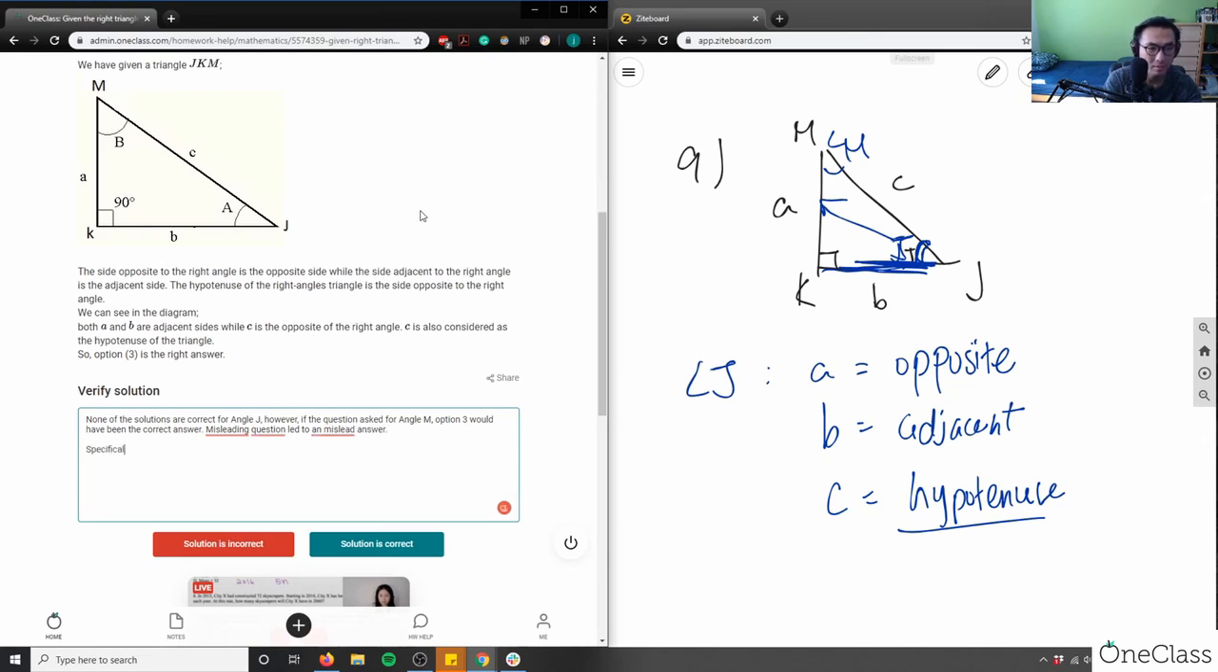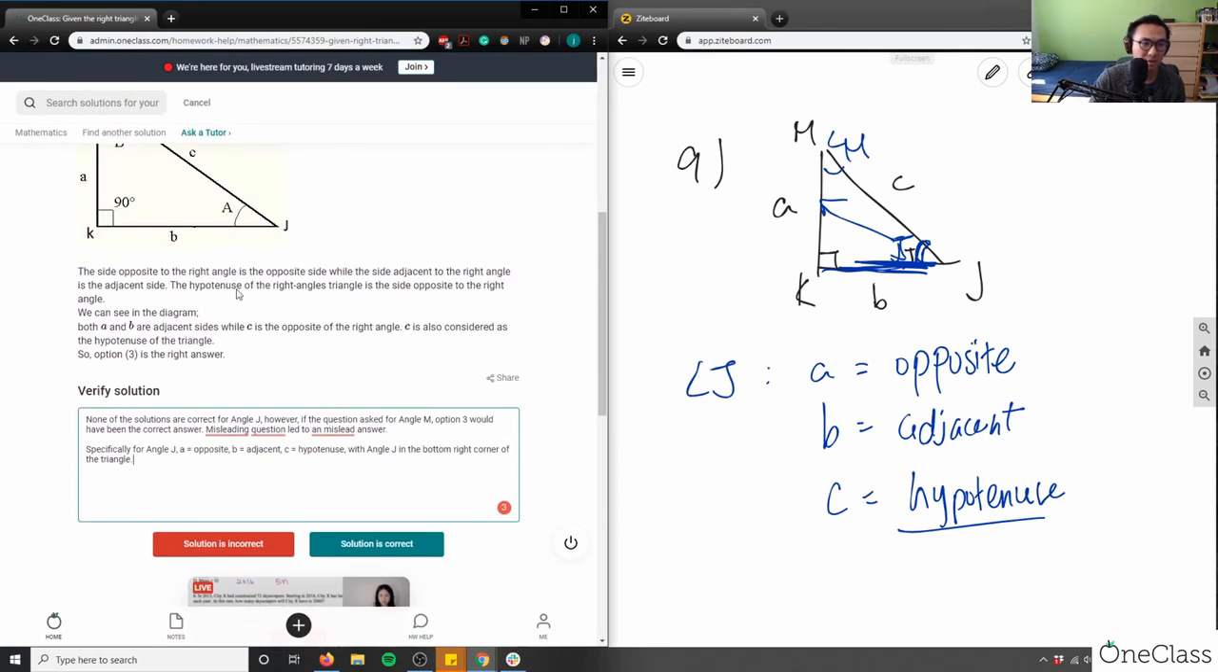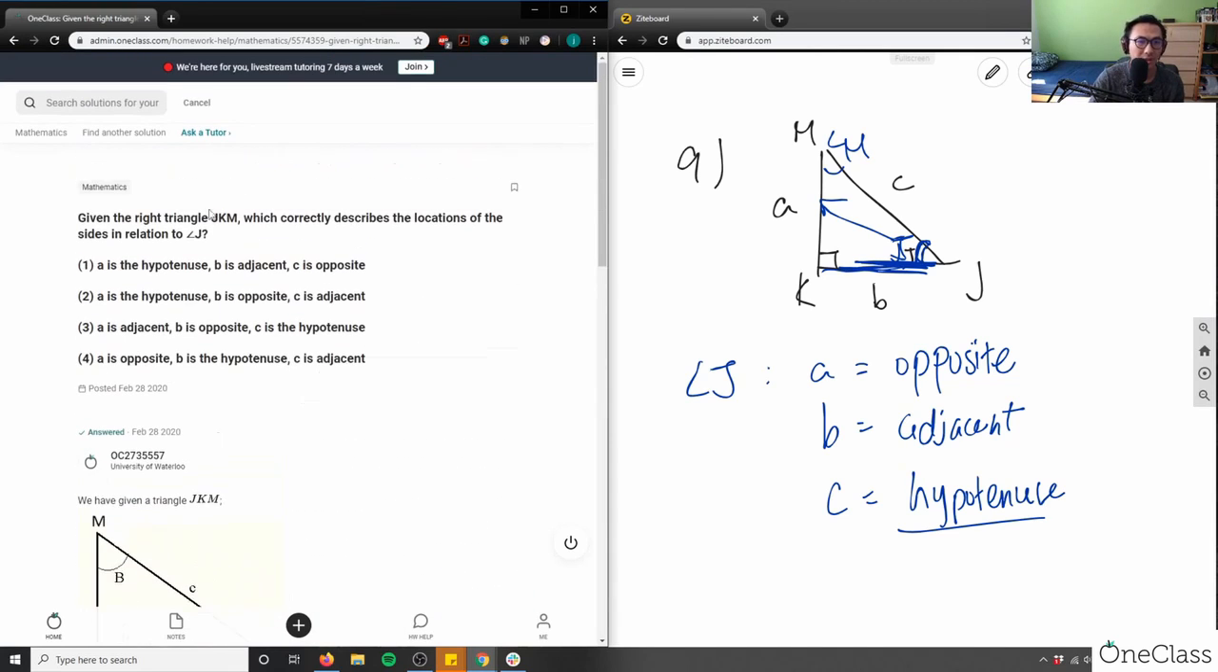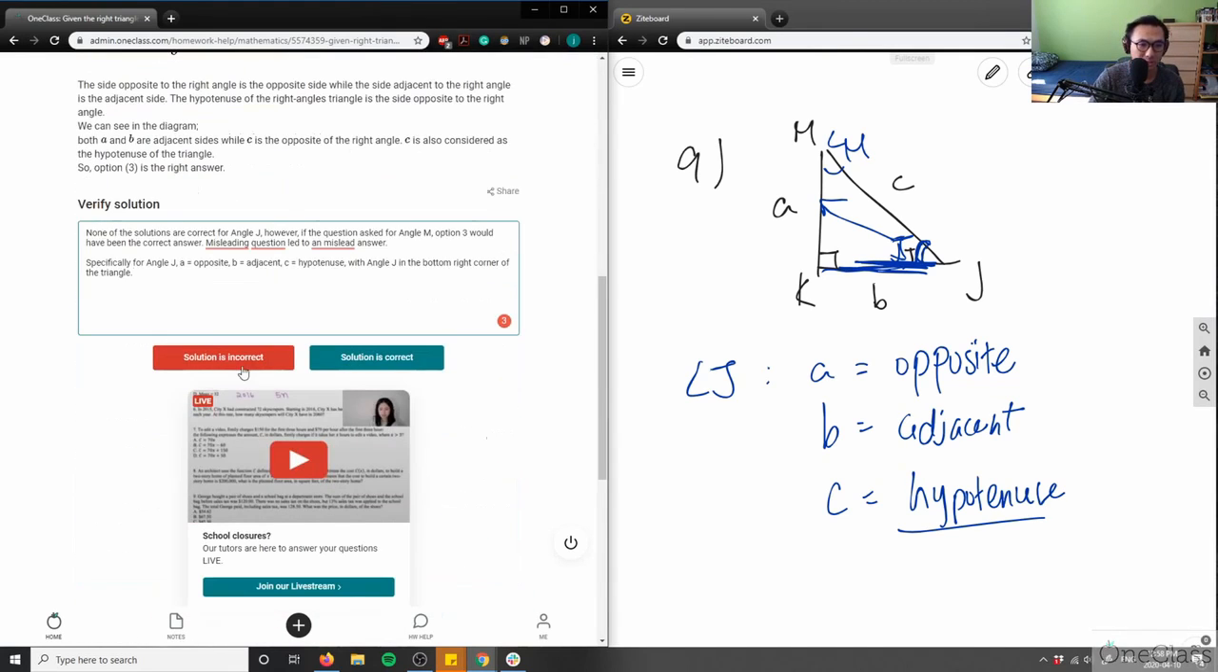Specifically for angle J, A would be the opposite, B would be the adjacent, and C would be the hypotenuse. This is with angle J in the bottom right corner of the triangle, because that was what the angle was assuming. So I'm going to mark this as incorrect for now, just because I can notify OneClass that this here is a misleading question. I'm going to say solution is incorrect.